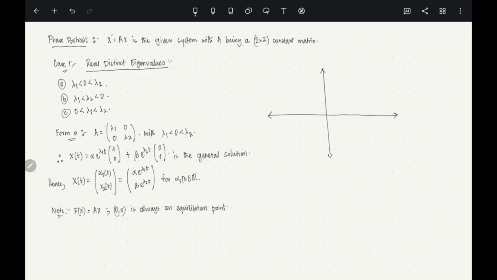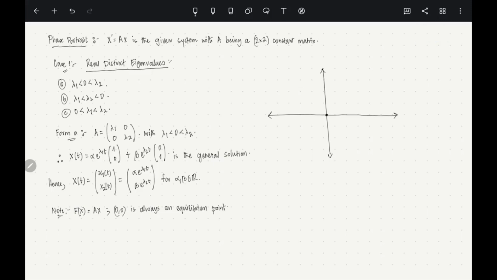Let's say there are two distinct eigenvalues, in this case lambda 1 is less than 0, which is less than lambda 2. In this kind of case, you may have that A is invertible, and then 0 0 is the only equilibrium point. So in this case the only equilibrium point is 0 0.